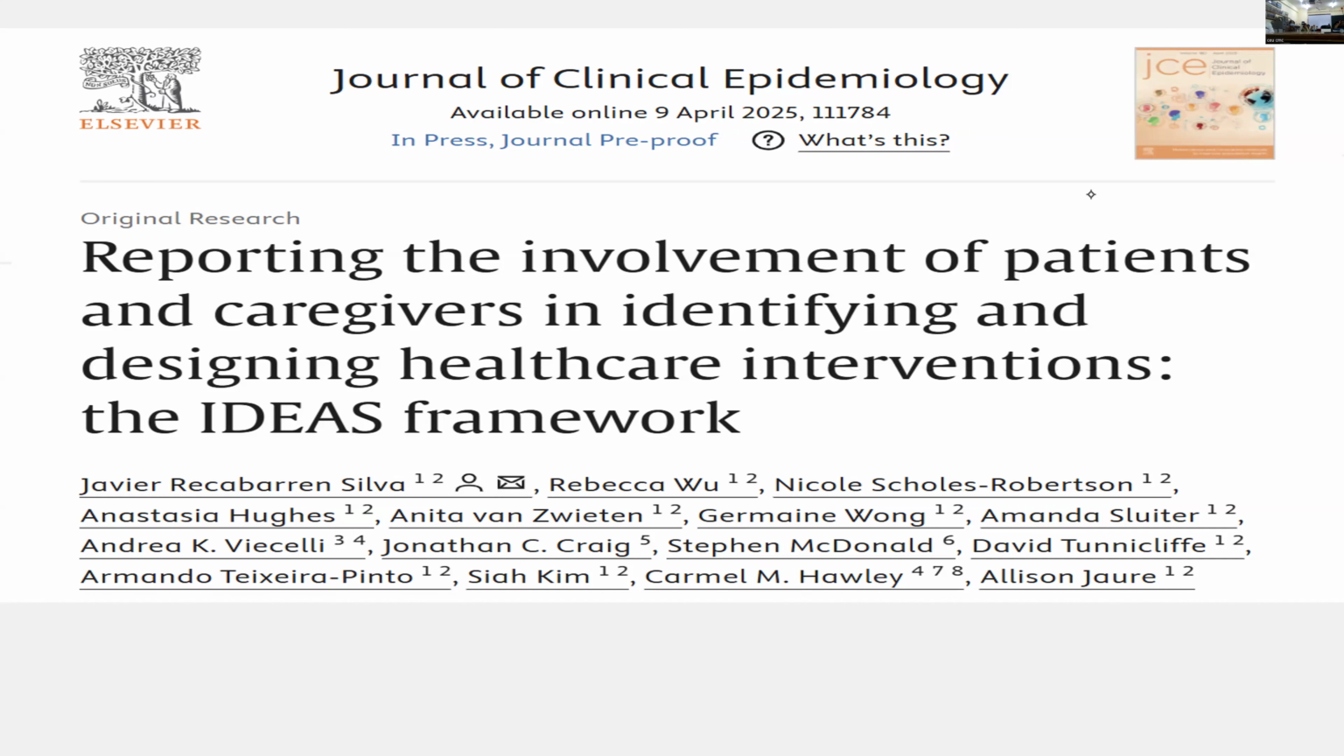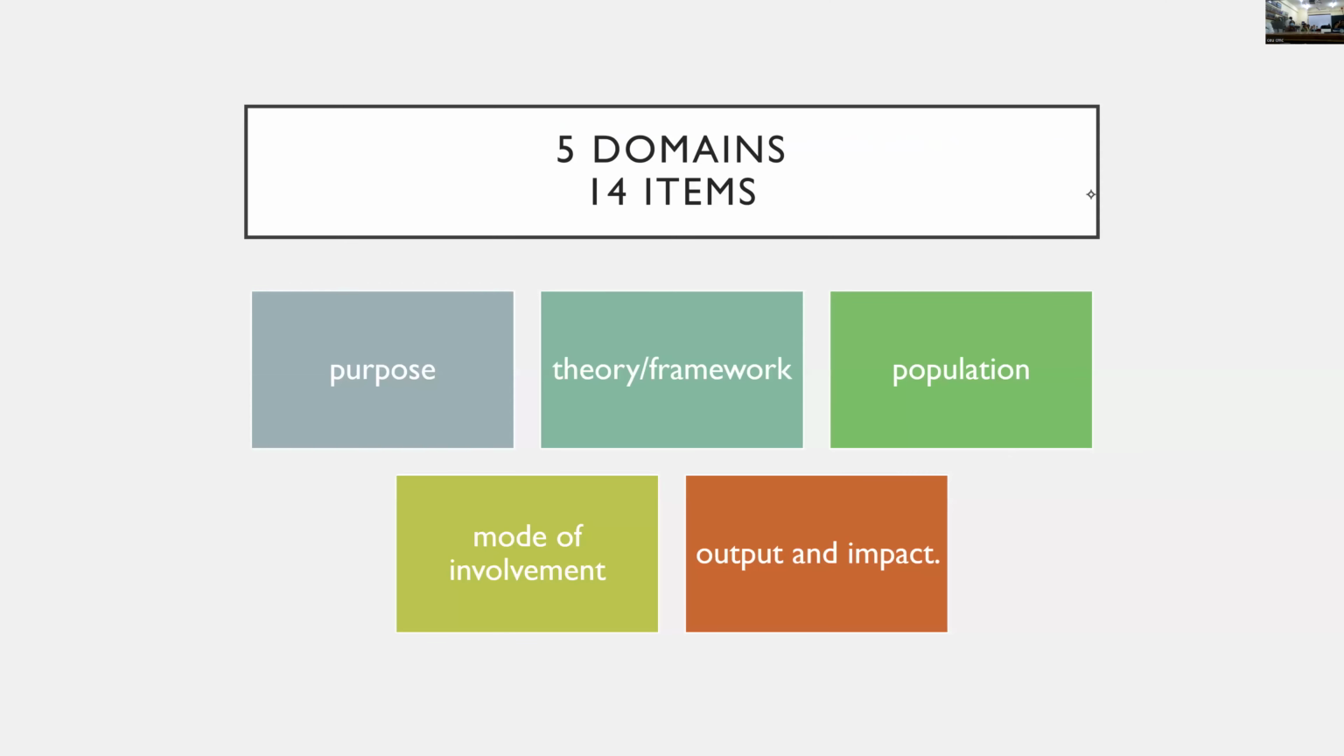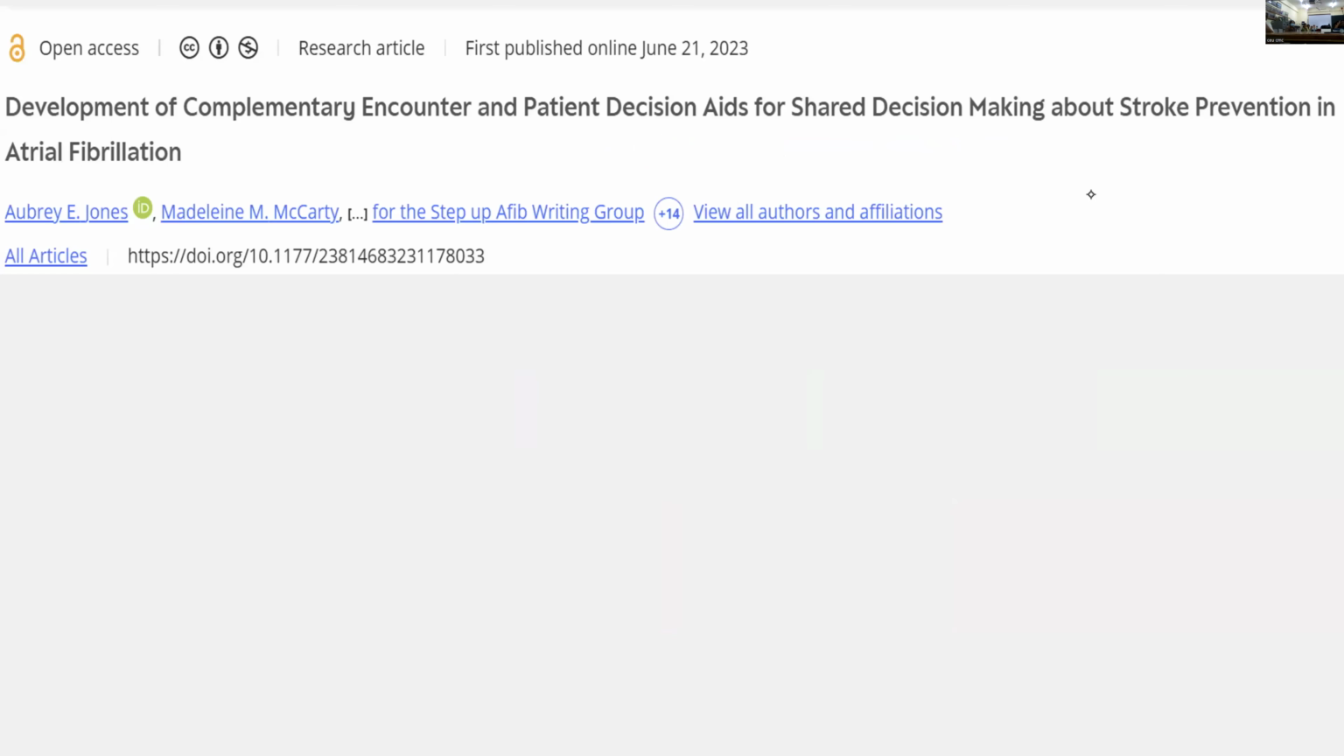This was published in the Journal of Clinical Epidemiology. It has a 14-item checklist with 5 domains. These are the 5 domains: purpose, theory, framework, population, mode of intervention, output, and impact. Now, to answer our question about the tool and how patient involvement was there, today I'll be talking about 2 studies. One is the development of a complementary encounter and patient decision aid. A decision aid is an online tool that will help explain to the patient how to understand his disease.